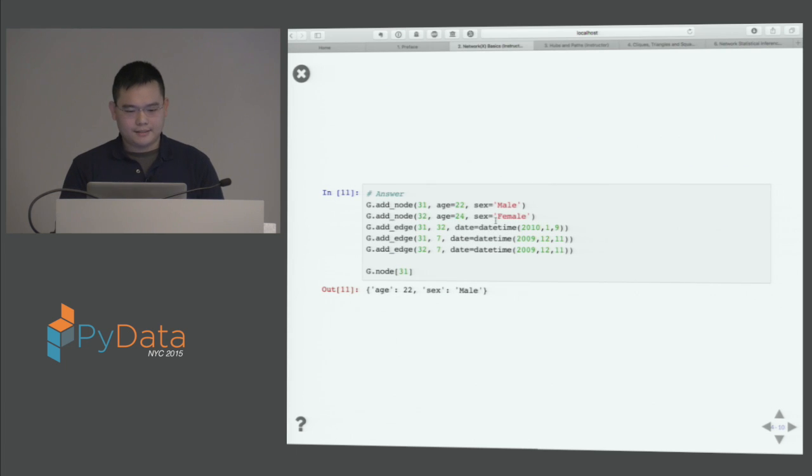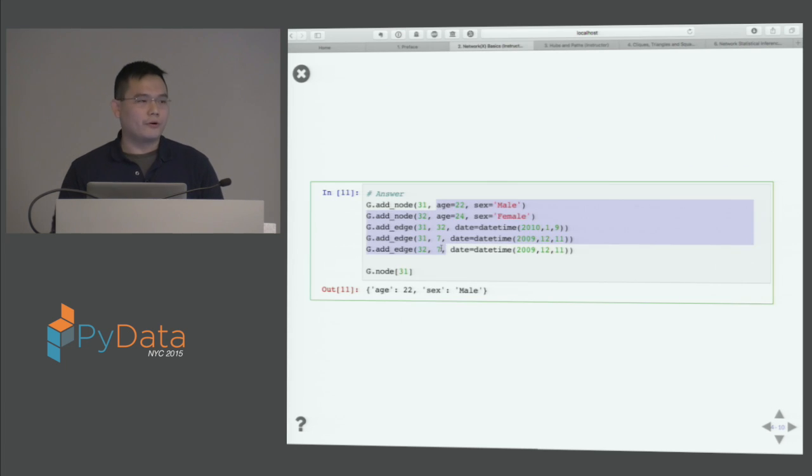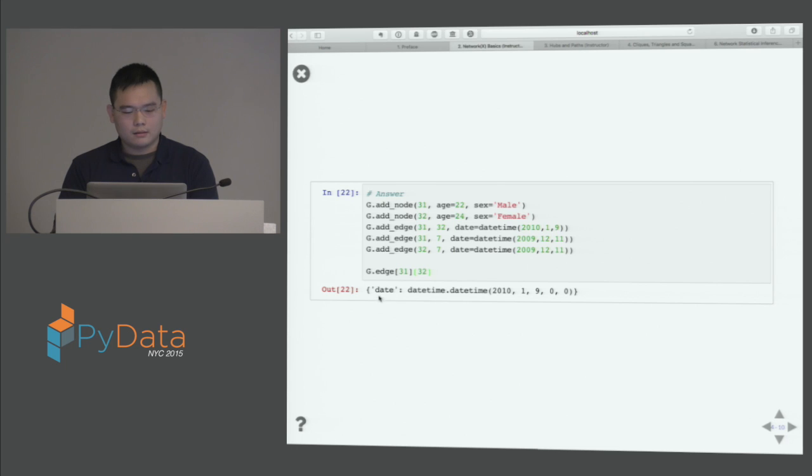So if you got this, perfect. And I provided a little example of how to access the metadata for a particular node. So if you know the node label, in this case it's 31, then cool. You can also do the same with edges. So if you do edge 31, 32, what's returned is the dictionary attribute, right?